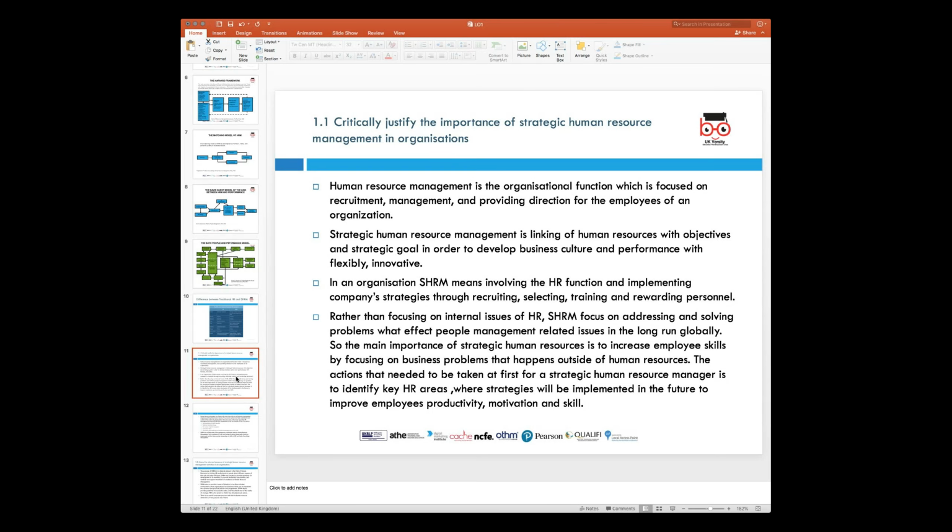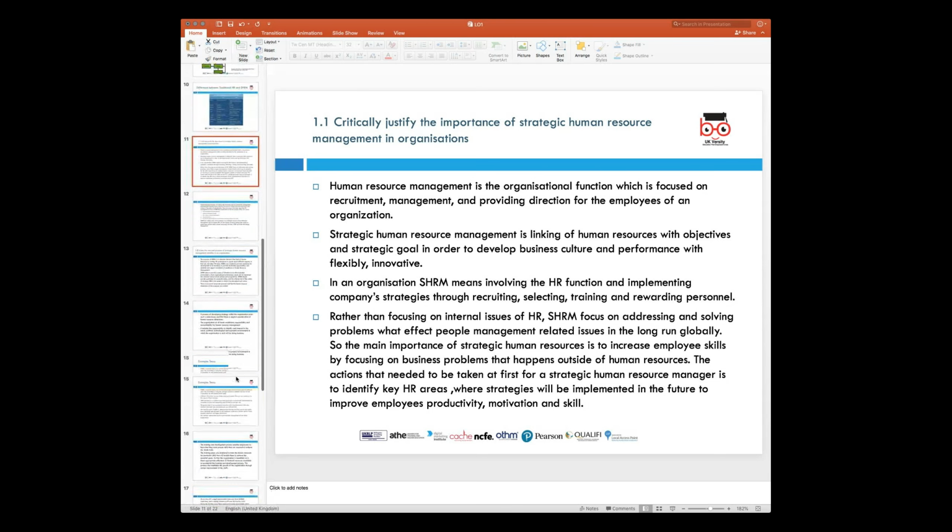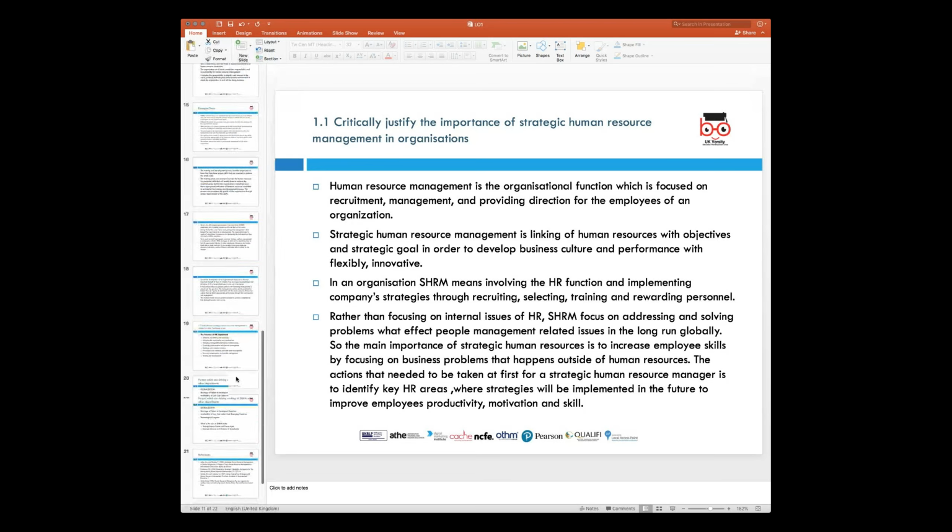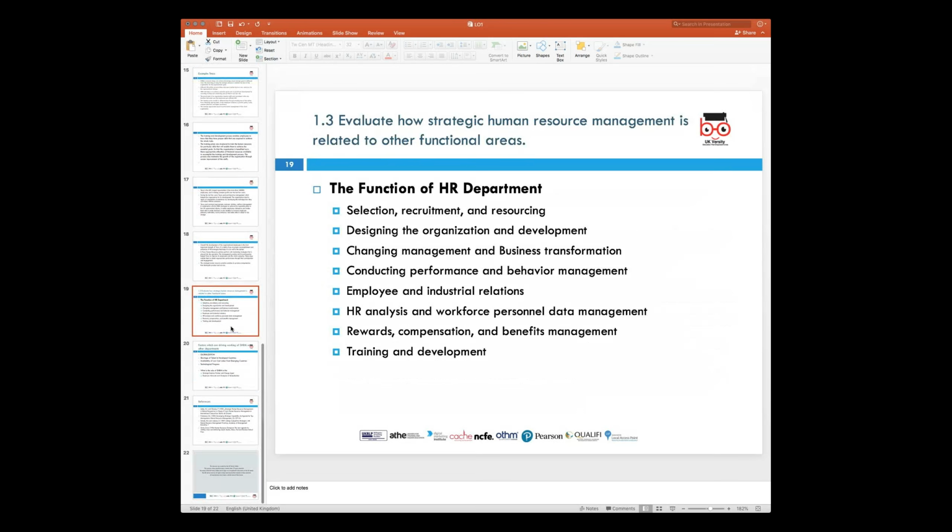Now I put some slides together to discuss some of these tasks. Before we get into the tasks, let's also understand the various functions, or the roles, of HR. When we look at the traditional functions of HR, we look at things like recruitment, selection, resourcing, and design and development, learning and development within the organization.